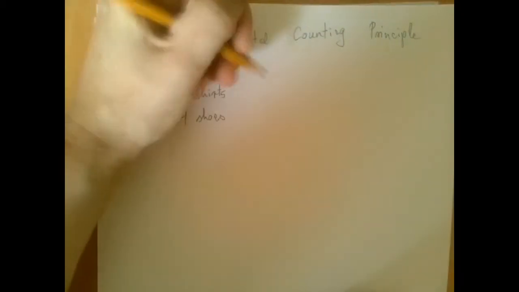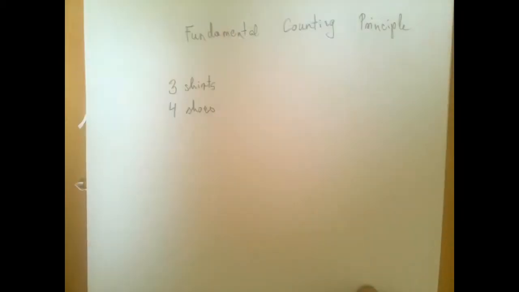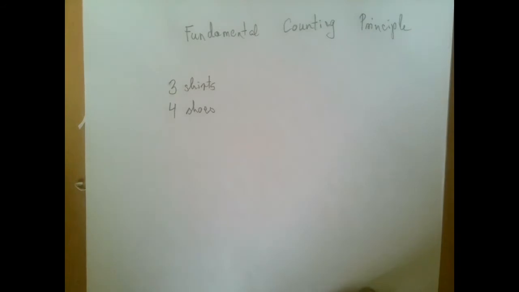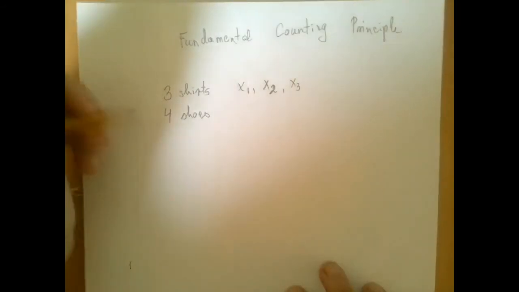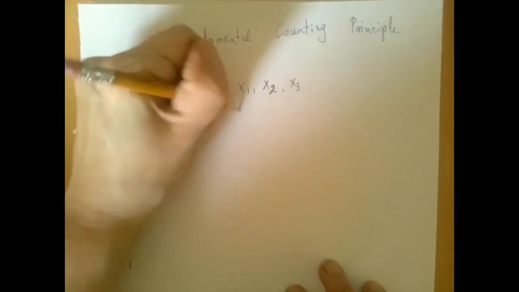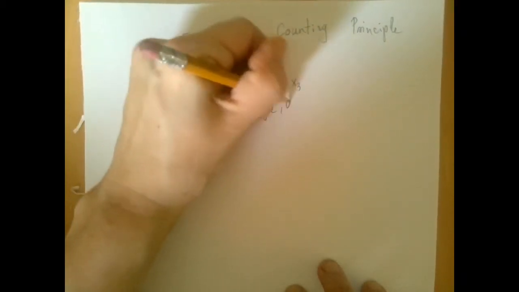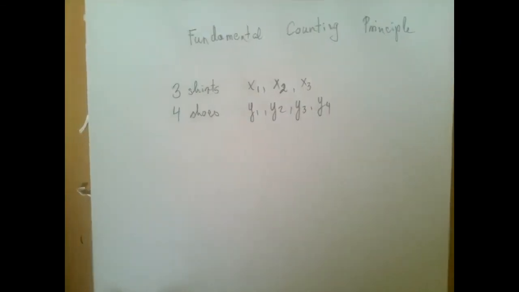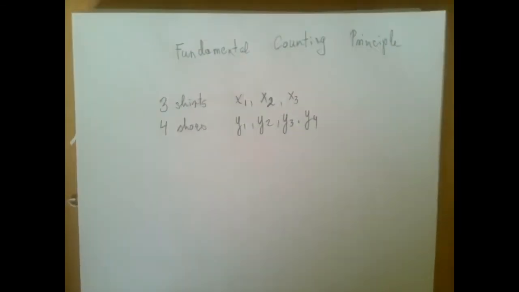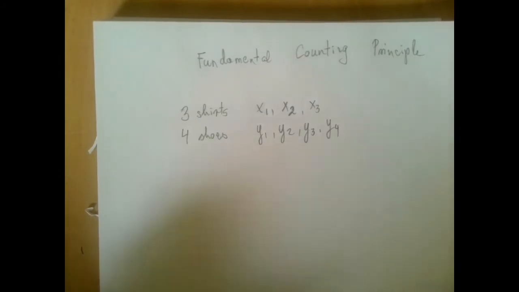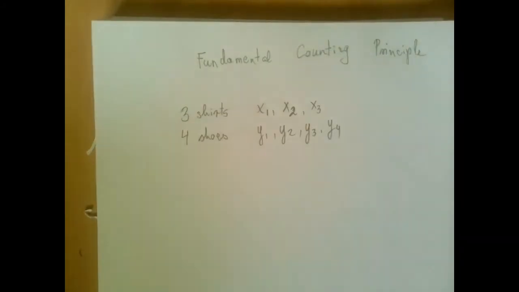Let's say the 3 shirts, we're going to label them. They both start with an S, so that's kind of troubling. Let's say that's X1, X2, and X3. When you have a little number down below, it's called an index. And then let's say this is Y1, Y2, Y3, and Y4. An outfit is different if it's not exactly identical. So maybe the shoes are the same, but not the shirts, then they are different.